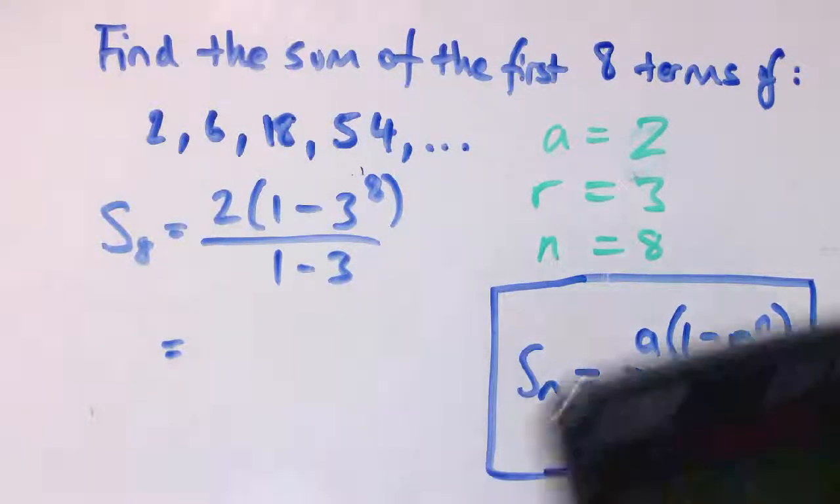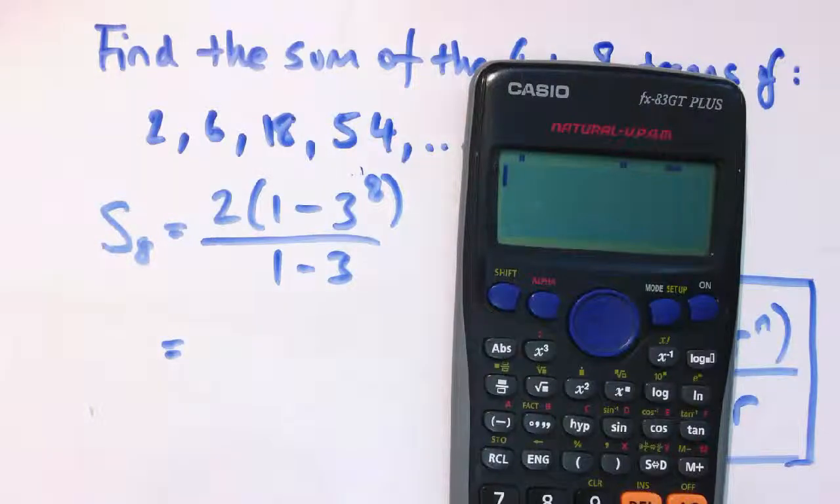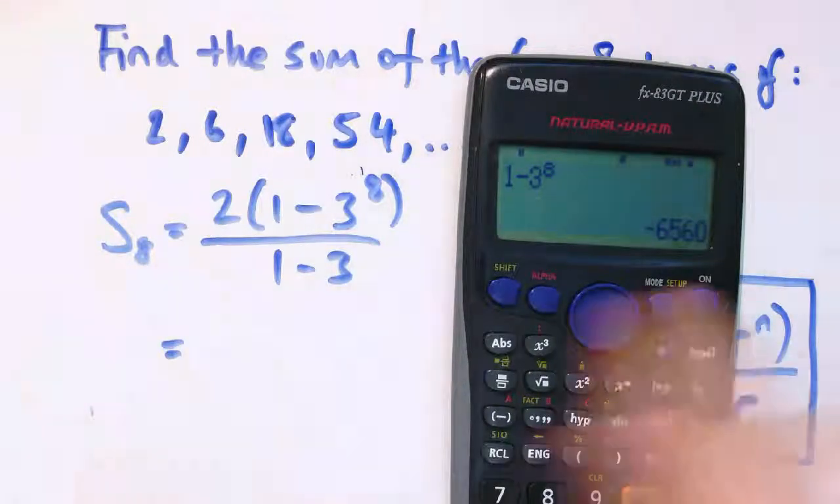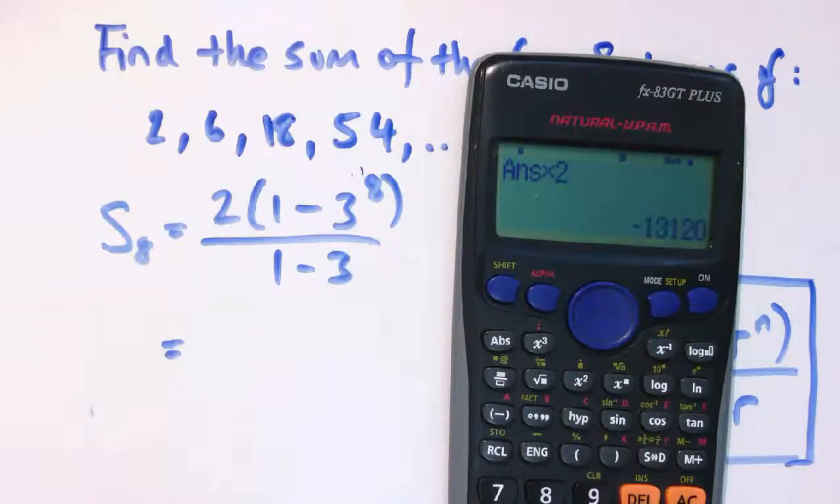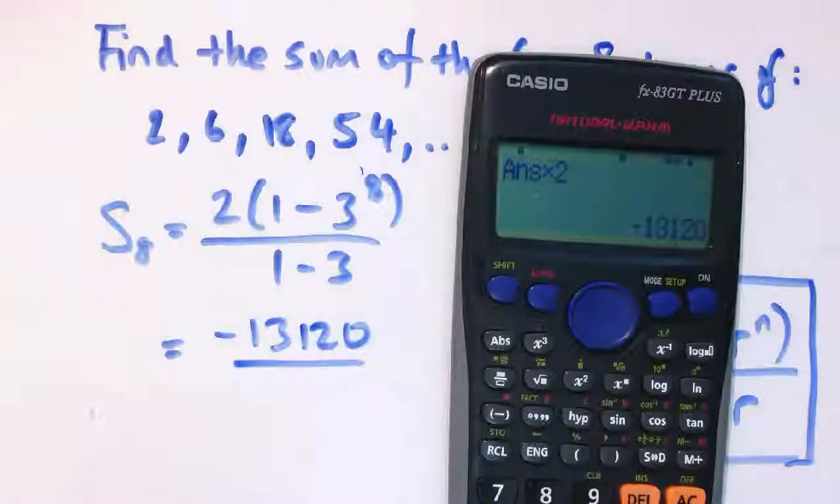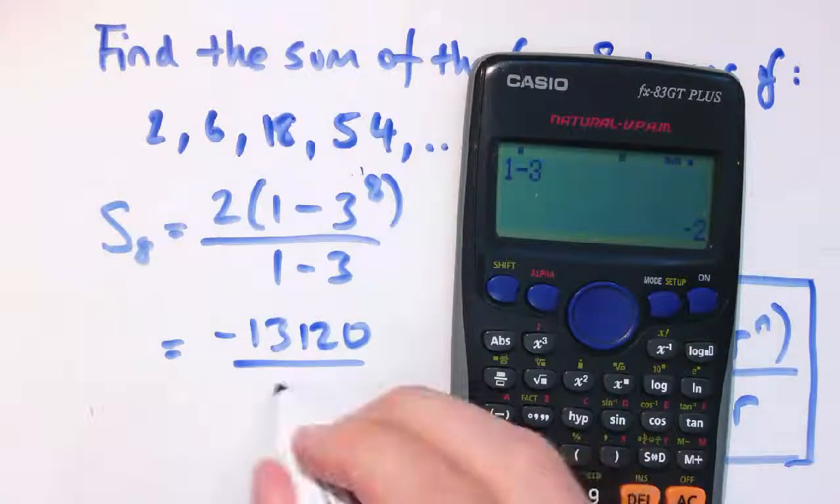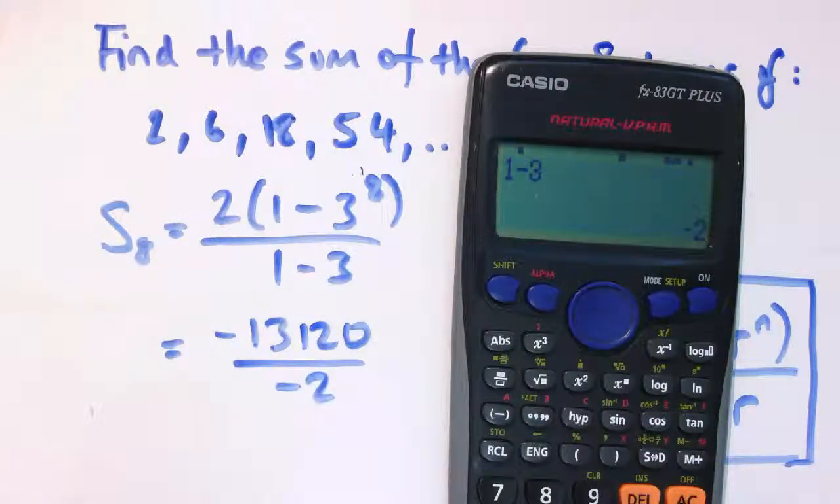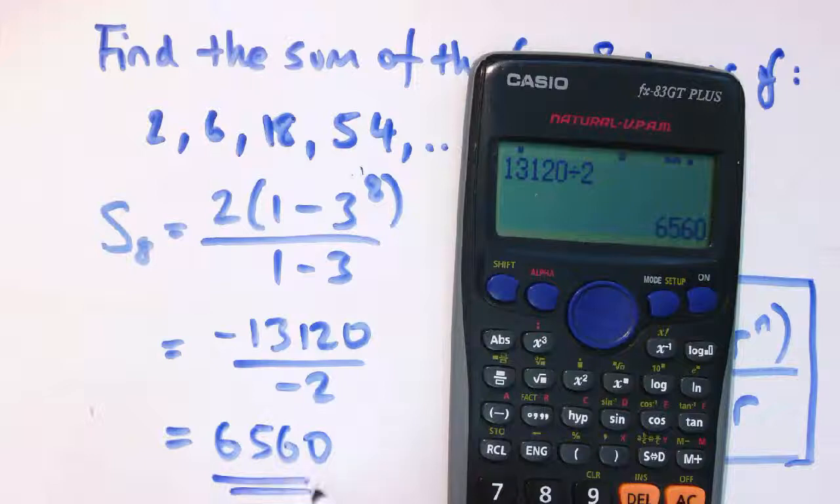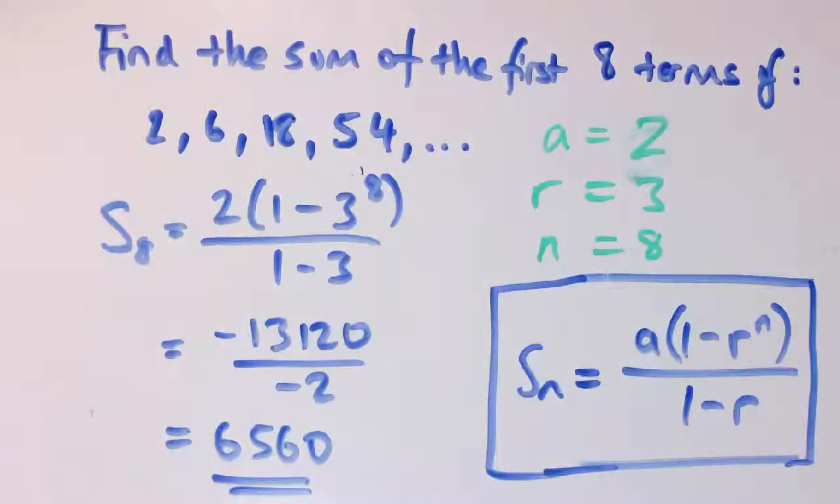At this point I'll use the calculator. Let's do 1 minus 3 to the 8, that's minus 6,560, and times it by 2, so I've got minus 13,120, all divided by 1 minus 3, which is minus 2. So I want to do 13,120 divided by 2, the minus signs cancelling out, and I'll get 6,560. Much quicker than working all the terms out individually and adding them together.